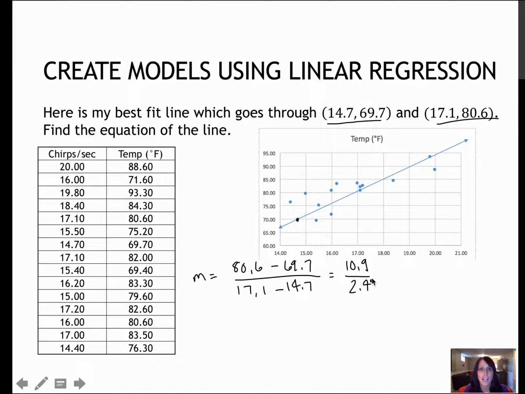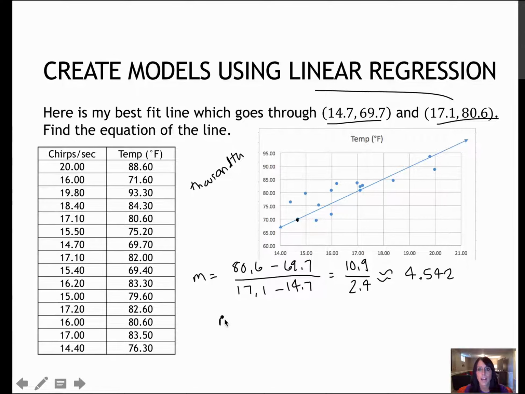I'm going to divide. I'm going to go to the nearest thousandth because we never want to round too closely or too short. So 10.9 divided by 2.4. And so I'm going to round that to about 4.542. So that's the slope I'm going to use. It's okay to have a slope like that when you're using a linear regression model. It will be a decimal.